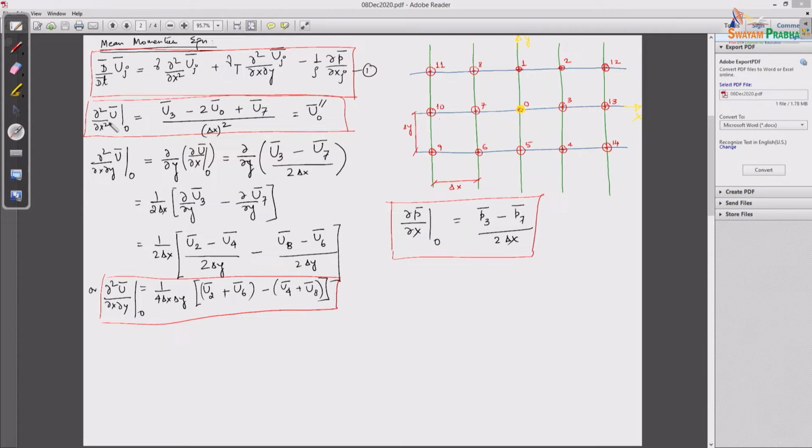Then we have a second order differential of the mean velocity. Again we take that at 0, which essentially means I take the mean velocity value at 3, add the mean velocity value at 7 to it, subtract 2 times the mean velocity at 0, and divide by the grid size squared. This gives me the second order derivative. Now the second order derivative in x and y, again at location 0, turns out to be these diagonal elements: sum up u mean at locations 2 and 6, subtract the mean velocities at locations 4 and 8, and divide that by 4 times the grid size in x and y.